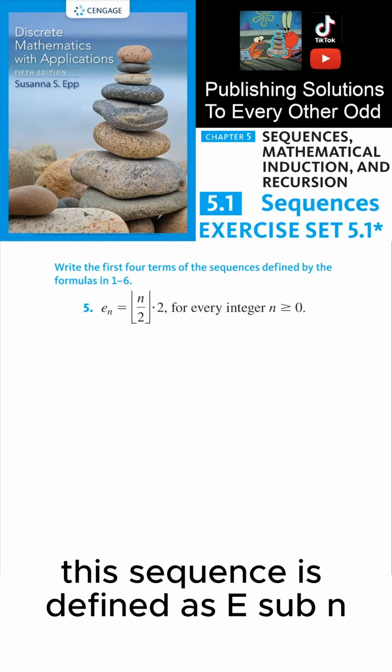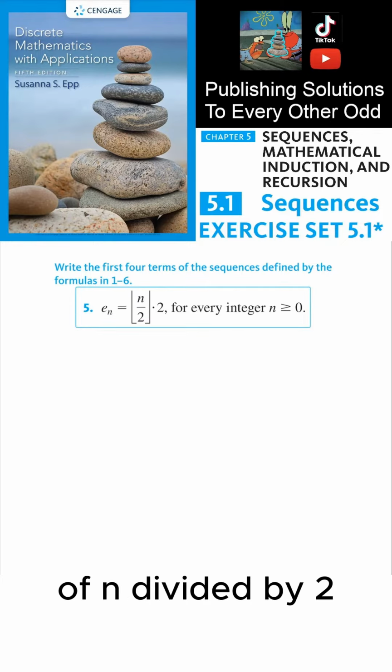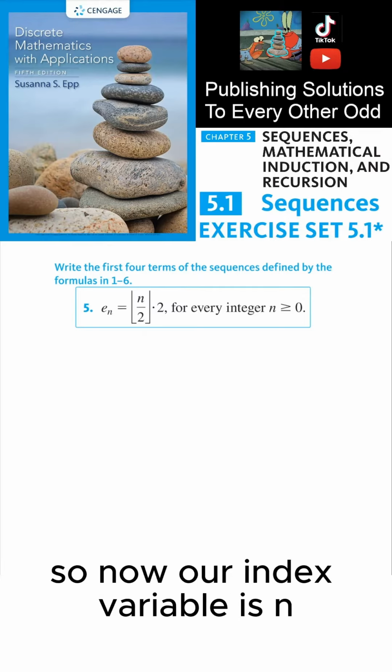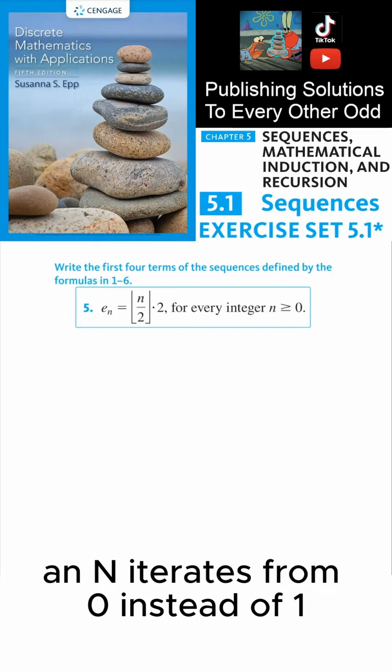Write the first four terms of the sequences defined by the formulas in 1 through 6. This sequence is defined as E sub n equals the floor of n divided by 2, all times 2, for every integer n greater than or equal to 0. So now our index variable is n, and n iterates from 0 instead of 1.